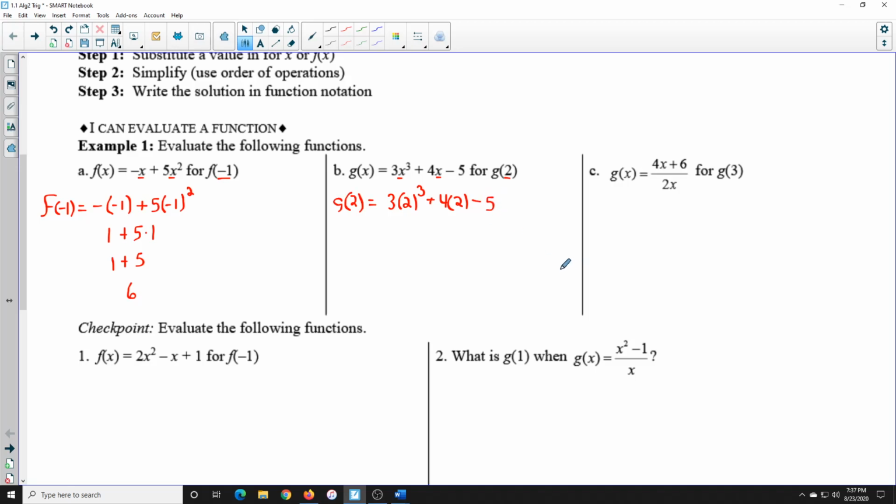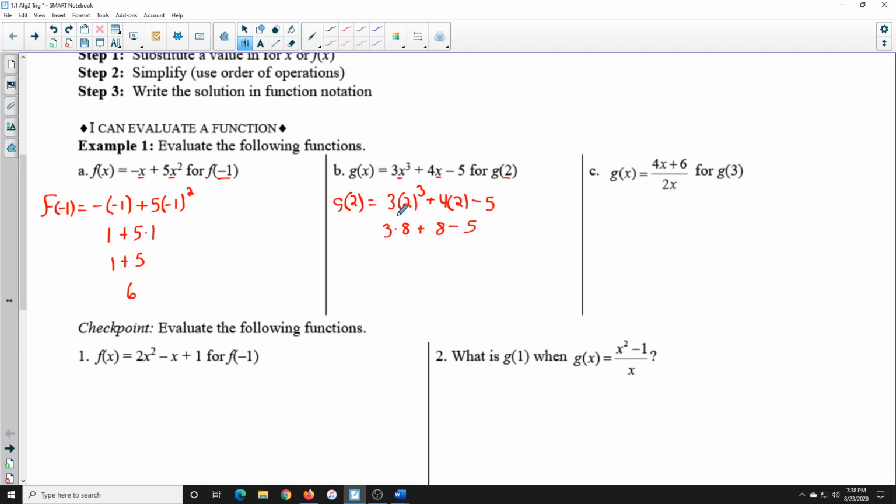So now we have to remember order of operations. Remember, in this particular problem, this exponent is the first thing that we have to deal with. So this 2 to the third power. So remember, 2 to the third power is 2 times 2 times 2. So that's going to be 8. So this first part we have 3 times 8 plus, now we can do this multiplication. 4 times 2, that's going to be 8, and then minus 5.